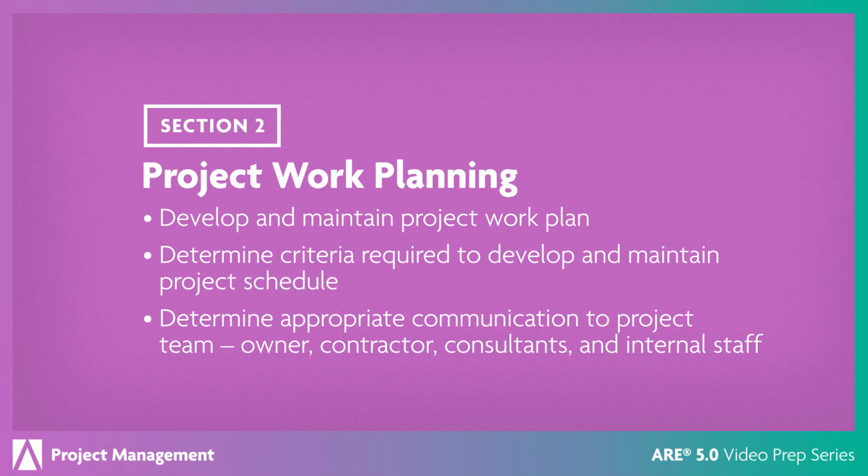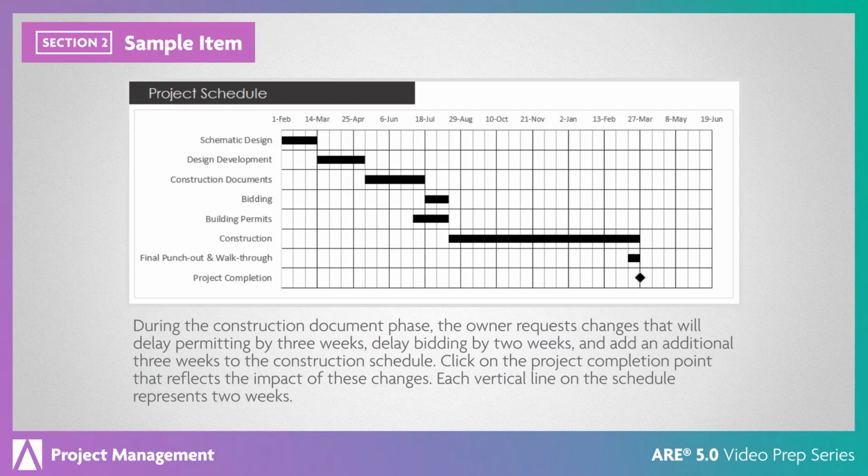In the project work planning section, you'll evaluate effective ways to develop and communicate a work plan with the assembled team in order to complete the project. Let's look at a sample question. During the construction document phase, the owner requests changes that will delay permitting by 3 weeks, delay bidding by 2 weeks, and add an additional 3 weeks to the construction schedule. Click on the project completion point that reflects the impact of these changes.